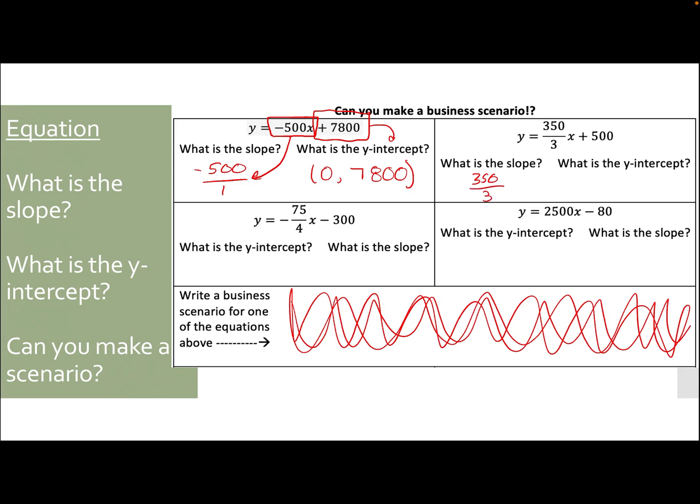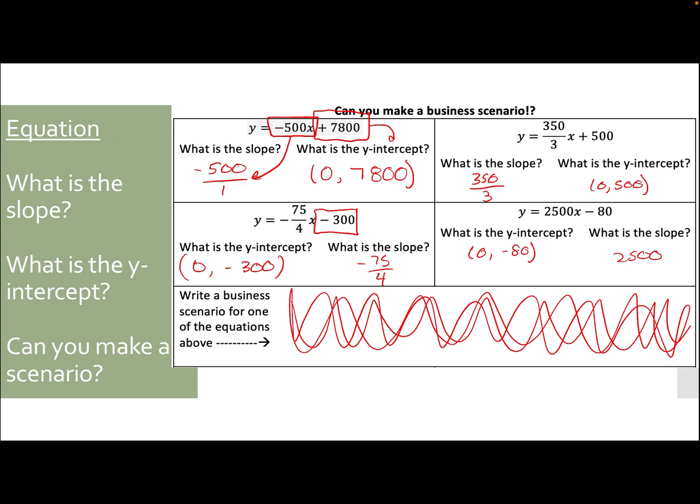350 over 3, that's with x, and (0, 500). Again, y-intercept on this one, (0, negative 300). I need to look at the sign in front of that, and we have negative 75 over 4. My y-intercept for this last one is (0, negative 80). And then my slope, 2500. So again, if you just remember, slope is always next to x, and then for y-intercept, we write it as a point, and we look at the sign in front to tell if it's positive or negative.